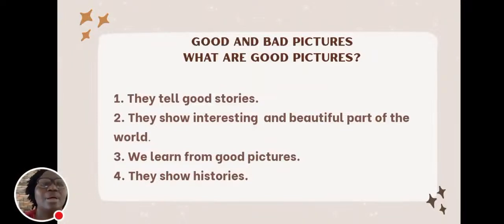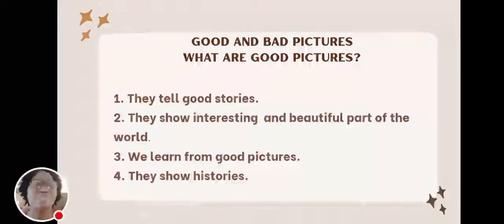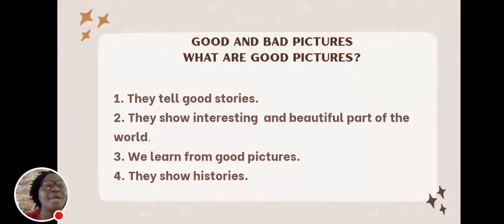Then we have done with that. We will be talking about good and bad pictures. I'm sure you've seen pictures before. I'm sure you have pictures in your homes. Maybe the last time you were celebrating your birthday, mommy took your picture, or daddy took it. You have a family picture. You can see daddy's picture, mommy's picture. I know you must have seen pictures before.